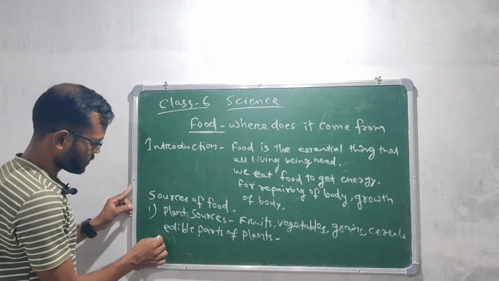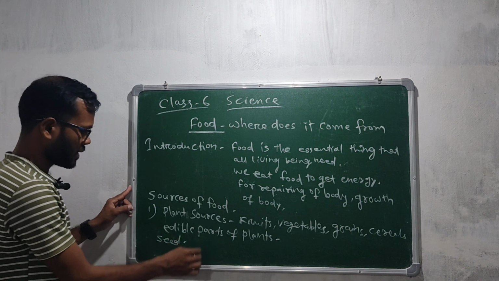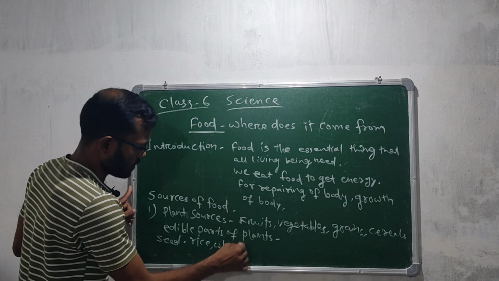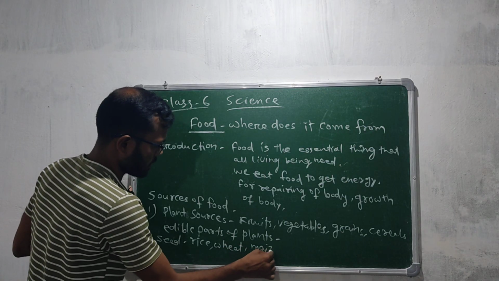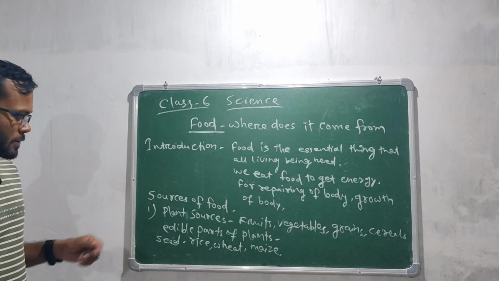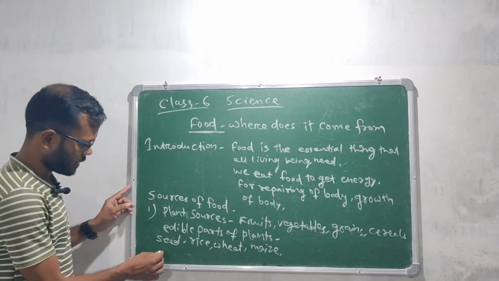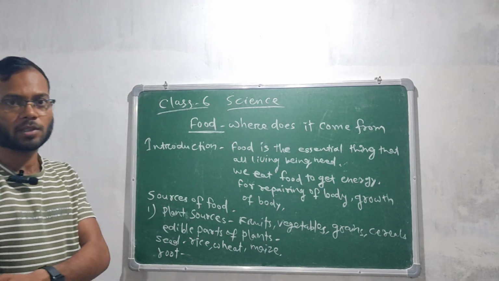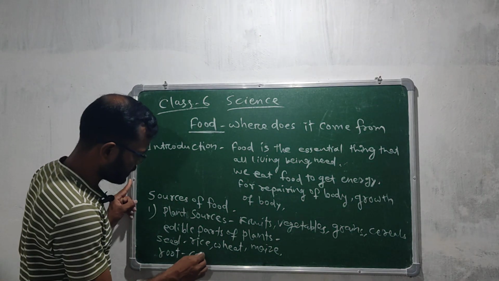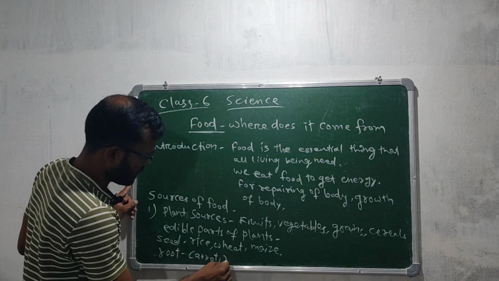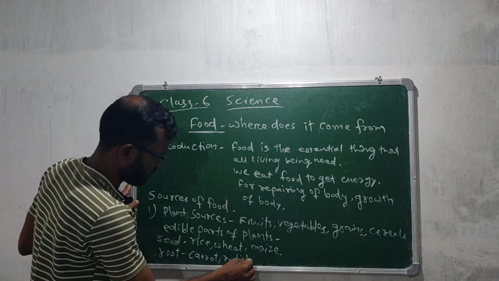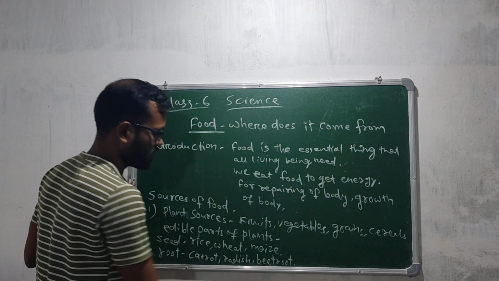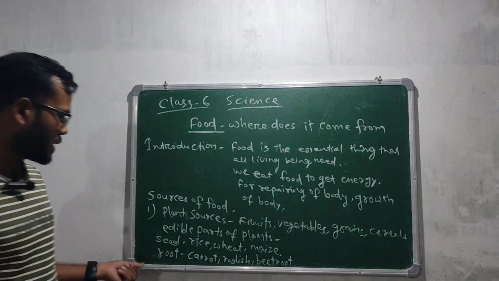For example, seed. You are eating seeds also, like rice, wheat, maize. These are the seeds that we eat. So one thing is seed. Then root. We are also eating roots. Which plant roots are we eating? Like carrot, radish, beetroot, sweet potato. These are the roots that we are eating.